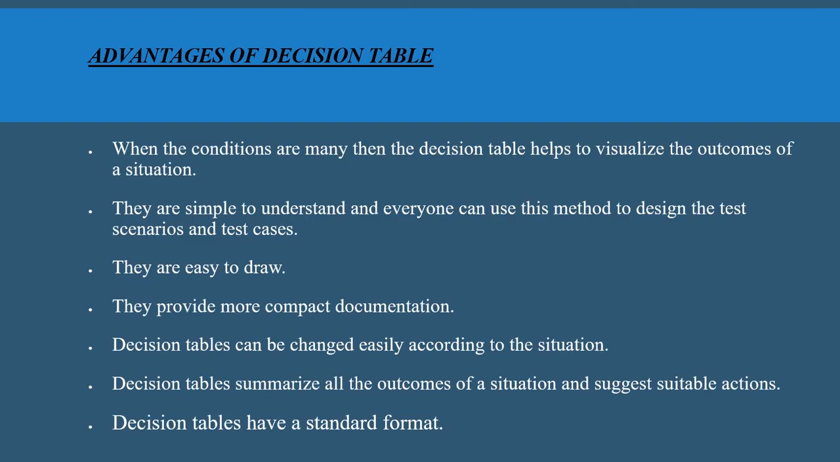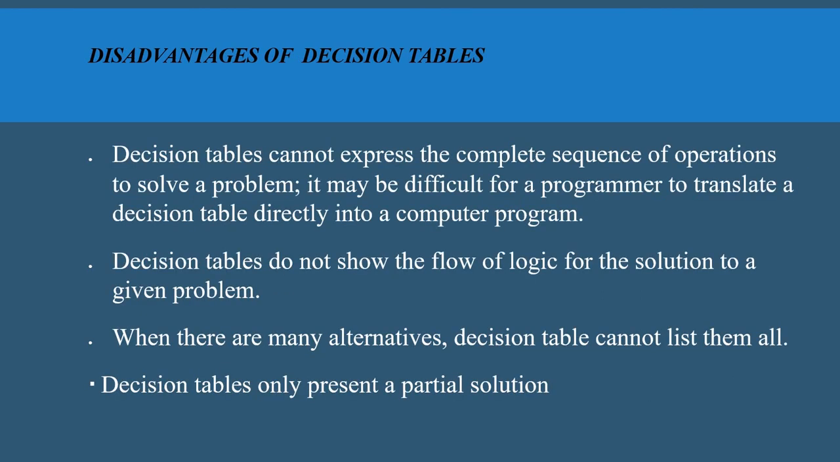Although it is in the previous advantage, it shows that it can be easily changed according to the situation, and we also see that it has a standard format. Here we can say that although decision tables have a standard format, it is represented in the form of rows and columns, right? So the reason why it can be changed is that we can always add a row or a column, or we can always delete a row or a column from the decision tables.